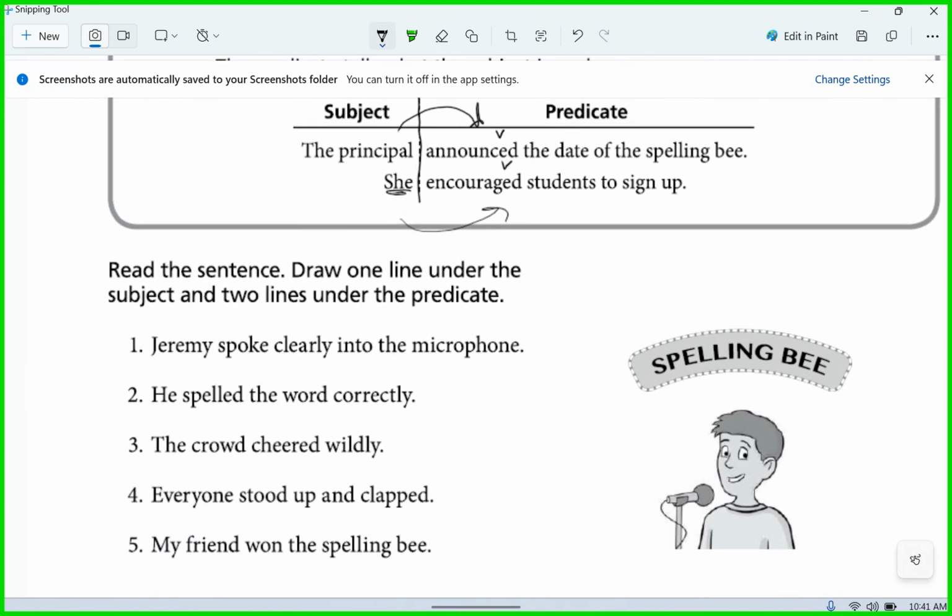So read the sentence. Draw one line under the subject and two lines under the predicate. But I want you to do it like this. We're not doing that. I'm doing a big X through it. Here's what we're doing. Jeremy spoke clearly into the microphone. I'm putting a line separating the subject and predicate. I'm going to write S above the subject and P above the predicate. Then I'm going to underline the verb and put a V on top of the verb. That's what I want you to do for every one of those.